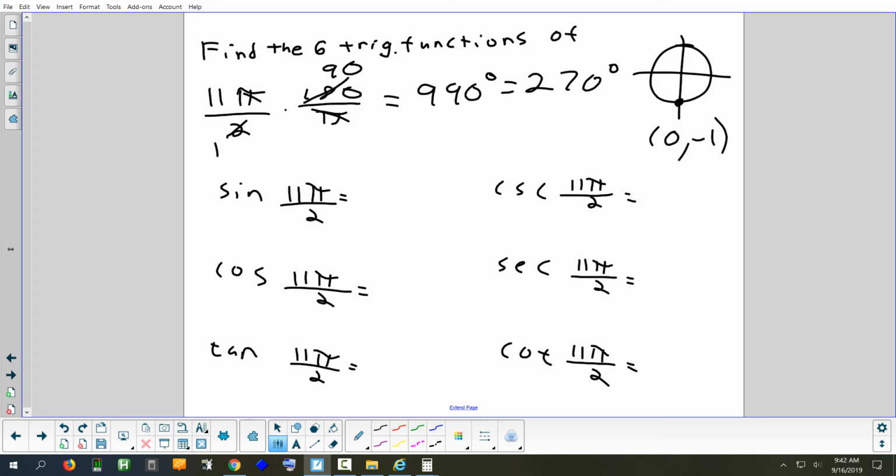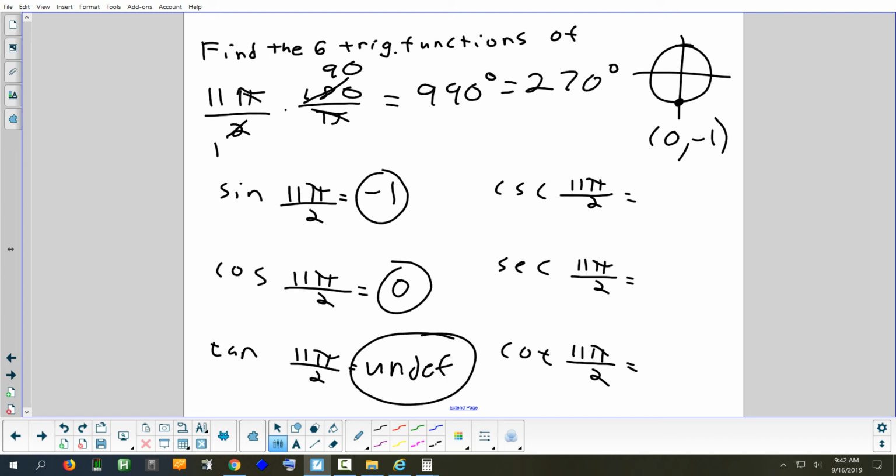Now we're good to fill out all those 6 formulas. Let's start with my sine, Isaiah. What's the sine? Yep. And your share on my cosine? 0. Okay. My tangent. What's my tangent? Yes, undefined. It's -1 divided by 0. So it's undefined. It means you can't do it. My cosecant, how about Pat? -1. Perfect. Take -1 and flip it. It's still 1 over -1, so it stays the same.